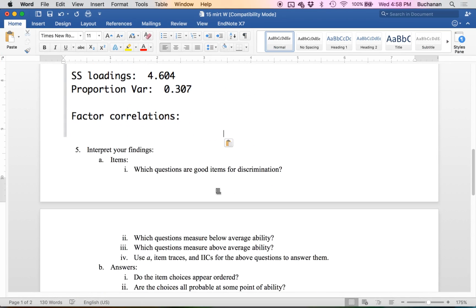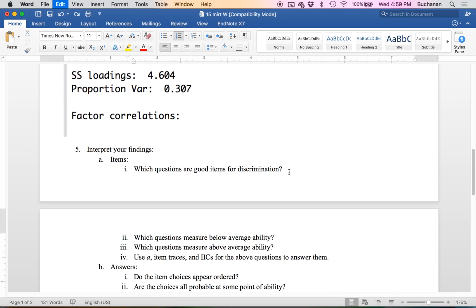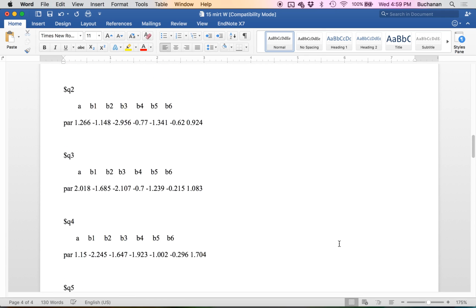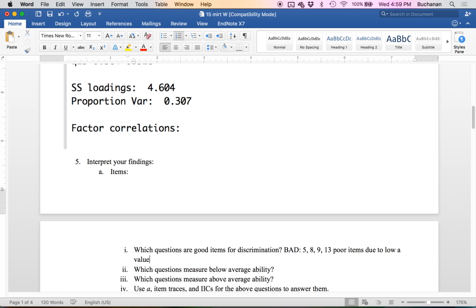Okay, so which items are good for discrimination? Okay, so I'm gonna include my a values. So it's actually probably a little easier if I tell you which ones were bad. So we said 5, 8, 9, and 13 were poor.